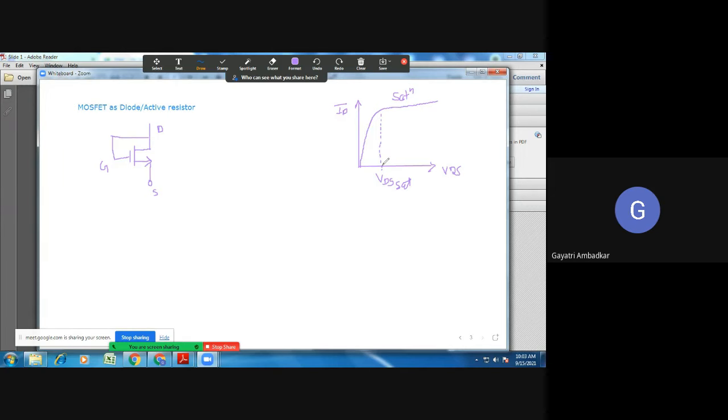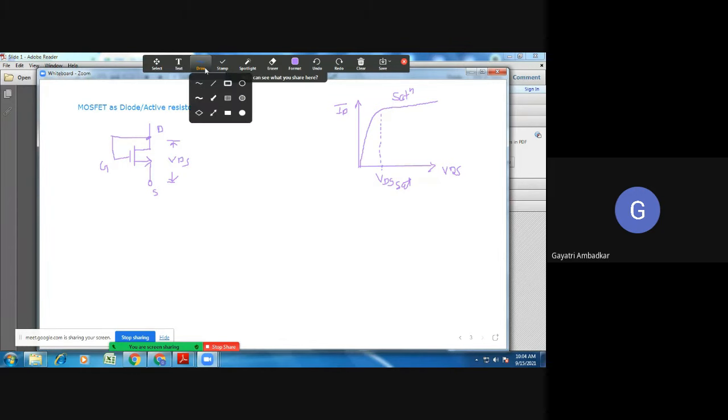So in this case, where is your VDS? Here. VDS. And you have connected this drain terminal to the gate. Okay, the drain is connected to the gate, which means the potential at gate and drain are the same. The potential at the gate is the same as the potential at the drain, because they are shorted together, connected together. Okay.